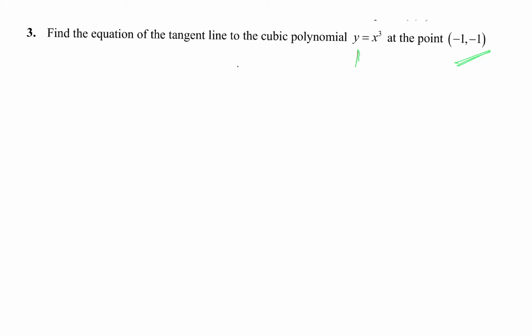Okay, so now I'm recording the problem, and this is the third problem. Find the equation of the tangent line to the cubic polynomial y equals x cubed at the point (-1, -1). So what is the problem asking?